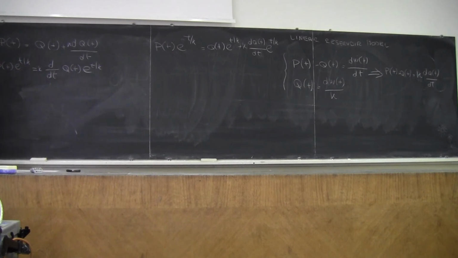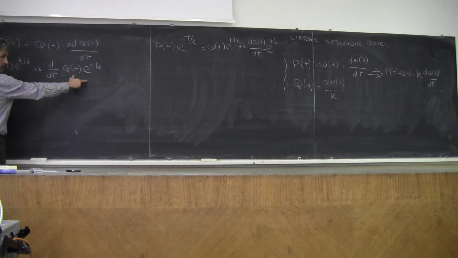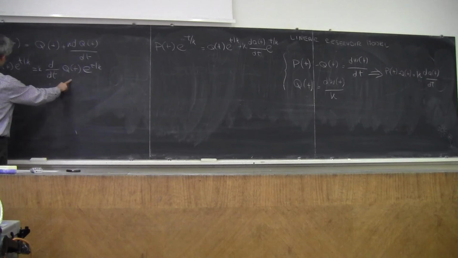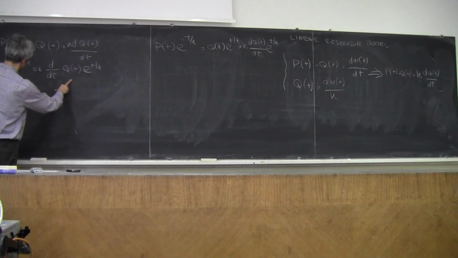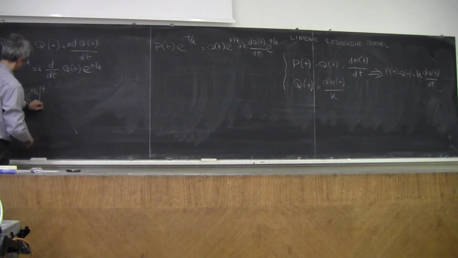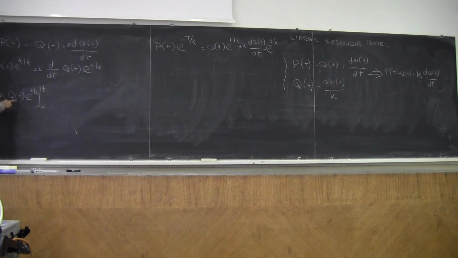And given that I compute the integral between 0, beginning of the event, and t, the current time, I can write the integral of the right-hand side in this way: k, which is unchanged, the argument of the derivative, q_t times e to the power of t over k, and this is computed between t and 0. And given that I introduced an integral, I have to define an integral variable. I have to substitute t with tau.